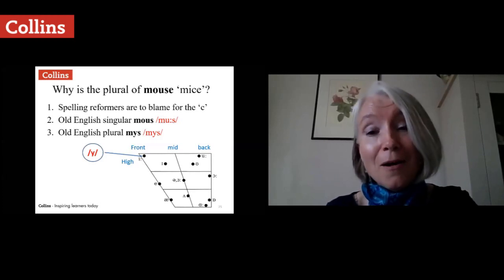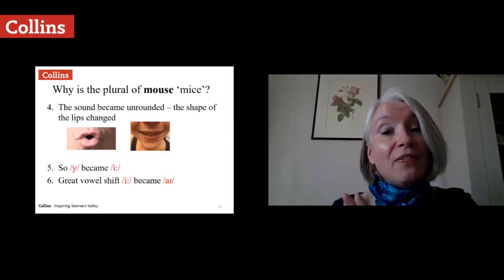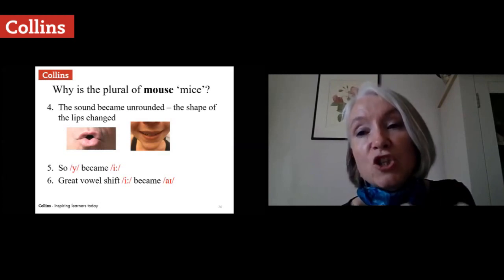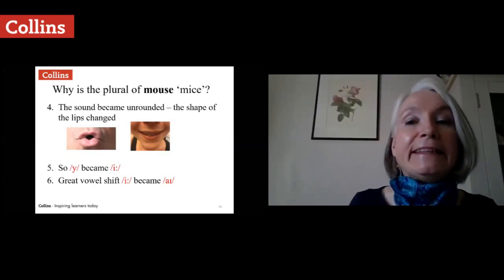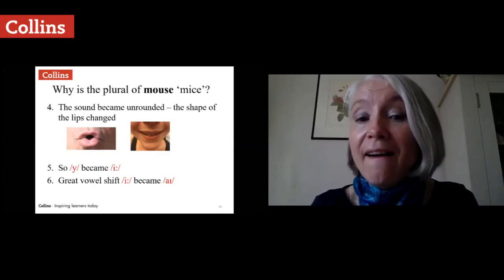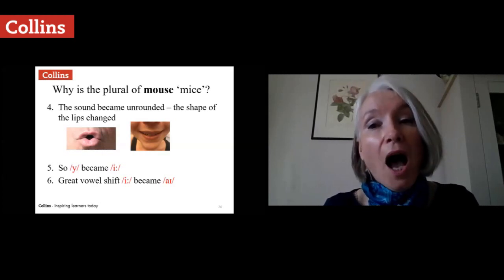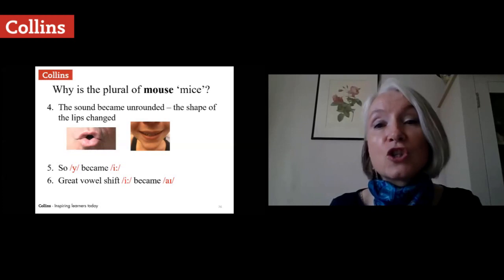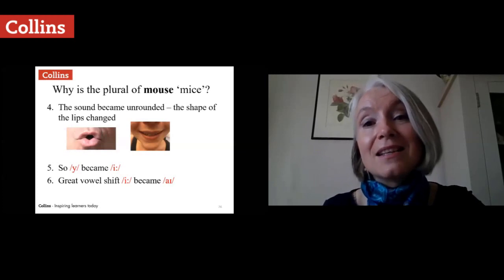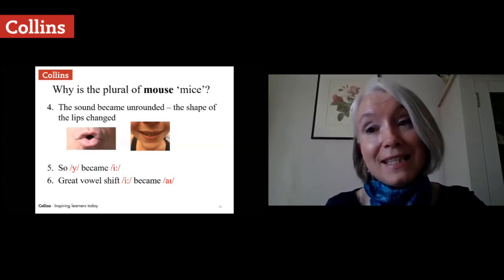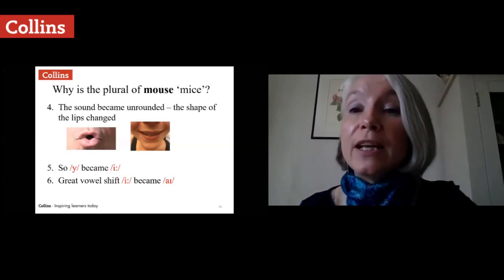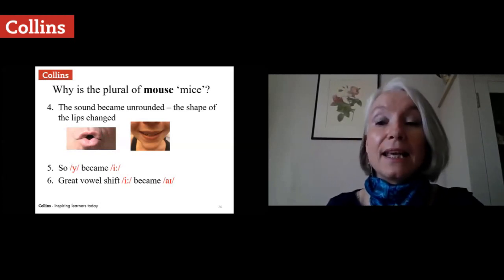Okay, with me so far? Then the next thing that happened is the sound became unrounded. The shape of the lips changed. So we go from oo to e. And the next thing that happened is the great vowel shift after Chaucer had died, and the E became I. So we now have 1 mouse, 2 mice. So that is why the plural of mouse is mice.